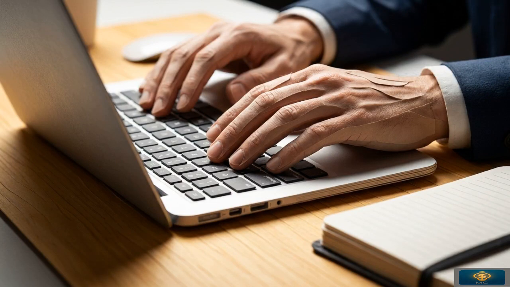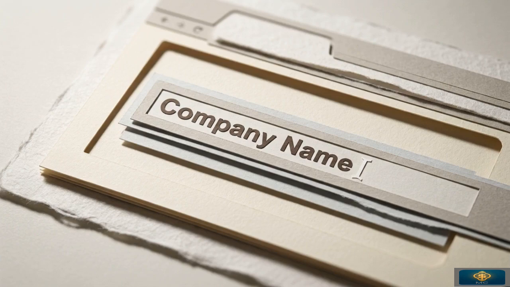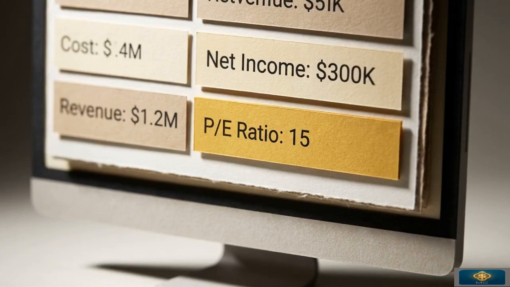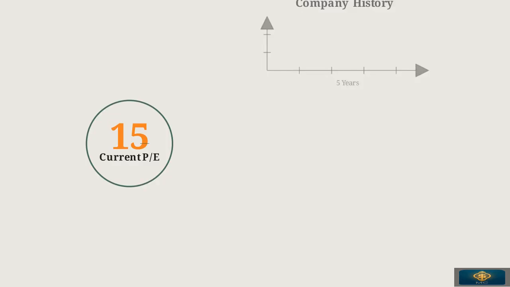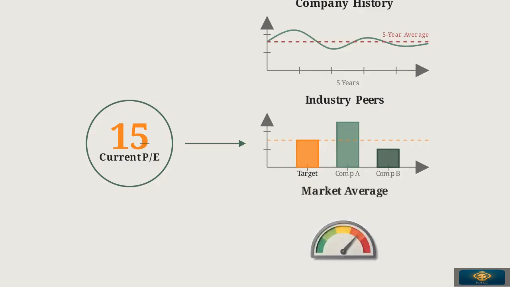Here is how you put the PE ratio to work. Step 1. Find the number. Go to a free financial website like Yahoo Finance, type in a stock name, and the PE ratio will be listed in the summary. Step 2. Compare it. Run that number against the company's 5-year history, its closest competitors, and the average of the 500 largest companies.